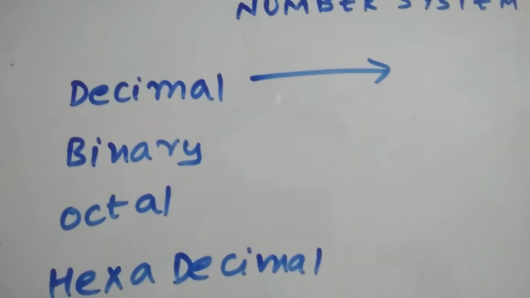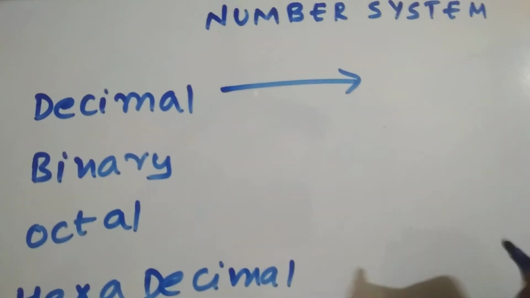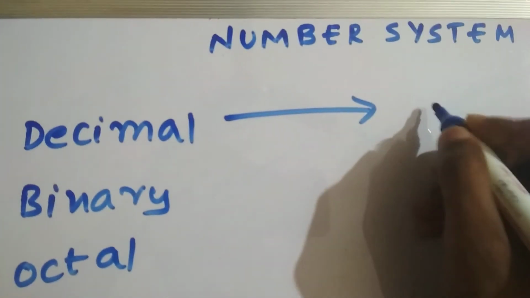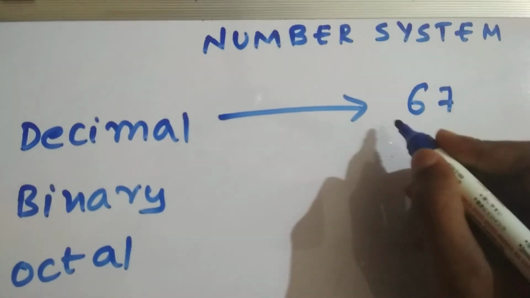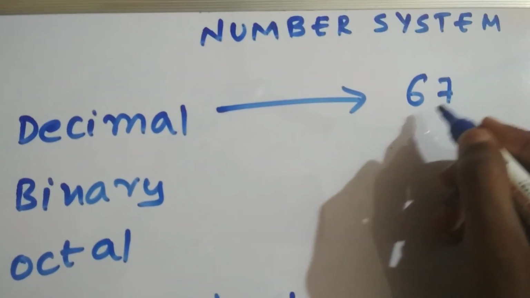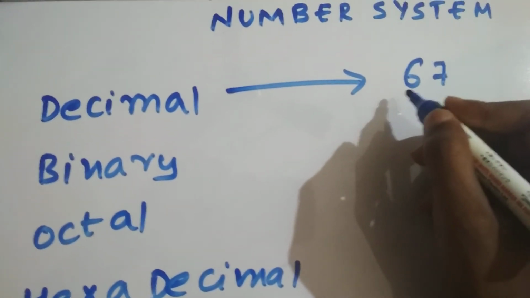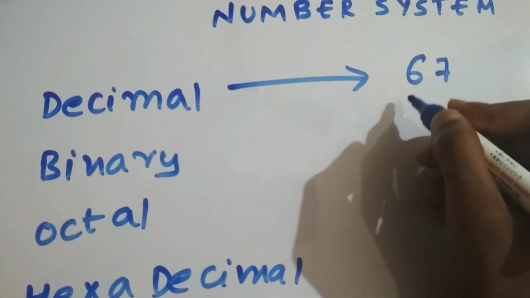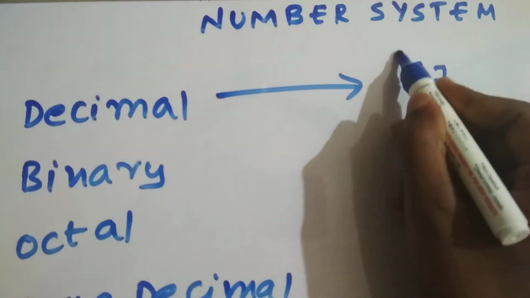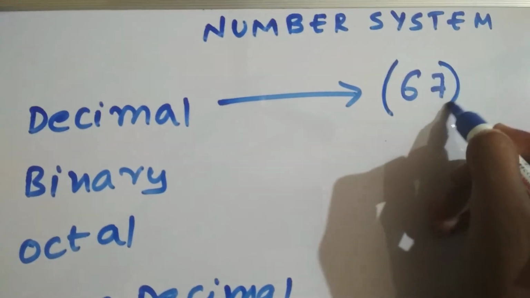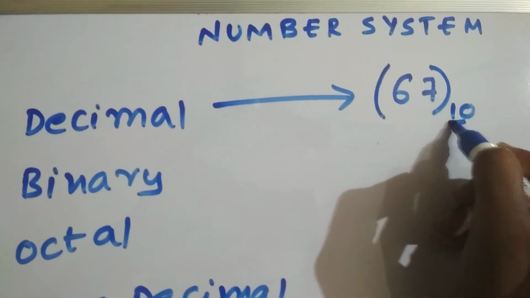Okay, so I'm now going to give some examples of how we write the base of a number. Let us say a number 67. How is it recognized as decimal, binary or octal? It's not binary because binary doesn't have 6 and 7. How can it be recognized whether it's octal or hexadecimal? To distinguish it, we have to write it like this, in braces, 10. So this indicates the base is 10.